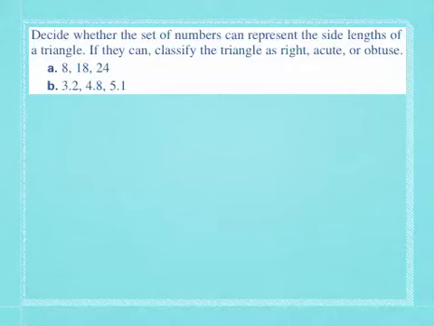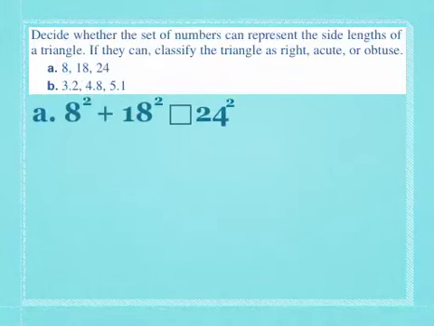What I'm going to do is apply the Pythagorean theorem, but instead of an equal sign, I'm just going to leave a box there because I need to compare these two values. I have 8 squared plus 18 squared, compared to 24 squared. Again, just a reminder, your longest side length needs to be on one side by itself.